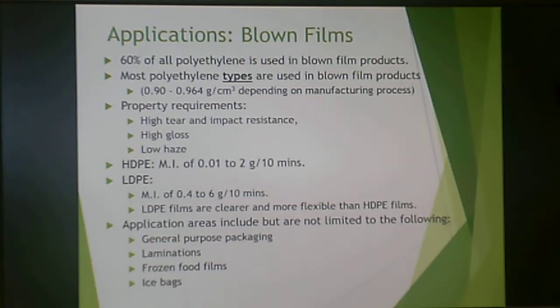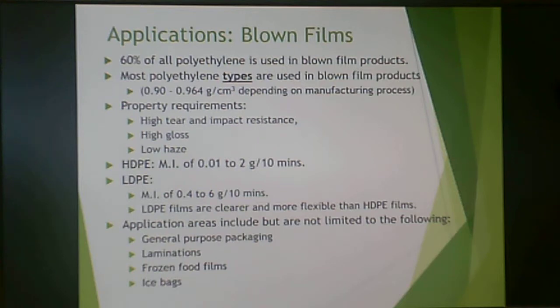So when it comes to the applications for polyethylene, you're looking at a lot of blown film. 60% of all polyethylene is used in blown film. Most polyethylene types are used in blown film products, anywhere from 0.9 to 0.964, depending on the manufacturing process. The property requirements for blown films is that they have high tear and impact resistance, high gloss, and low haze. So what you're looking for in something that's used for blown films in terms of high density, you're looking at a melt index of 0.01 to 2 grams per 10 minutes, and low density polyethylene you're looking at 0.4 to 6 grams per 10 minutes.